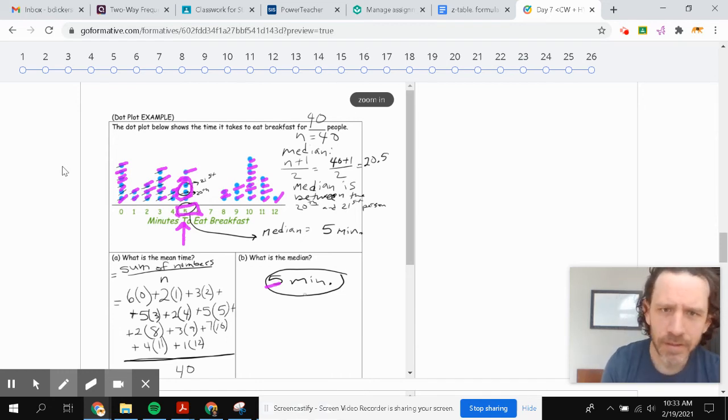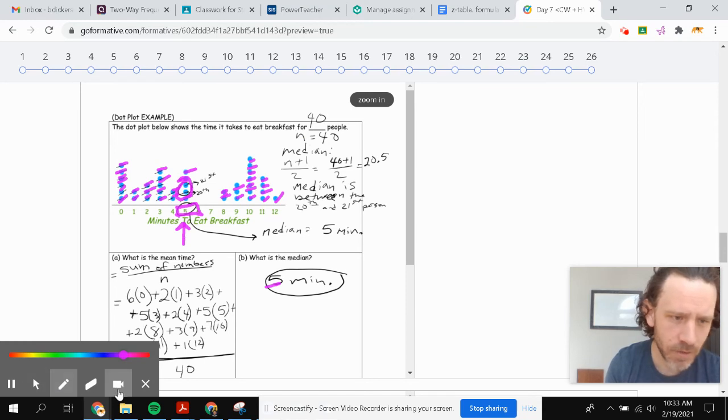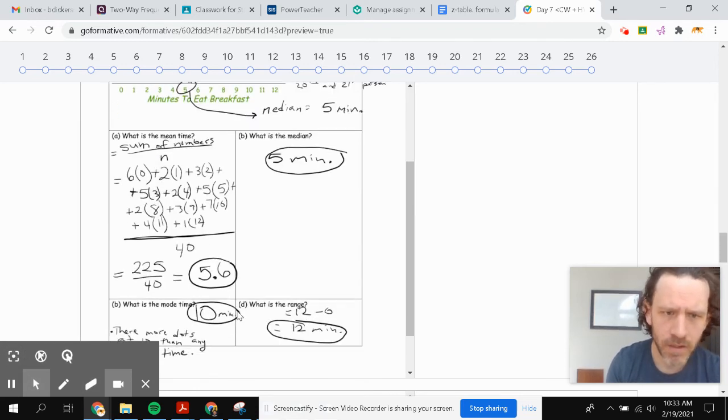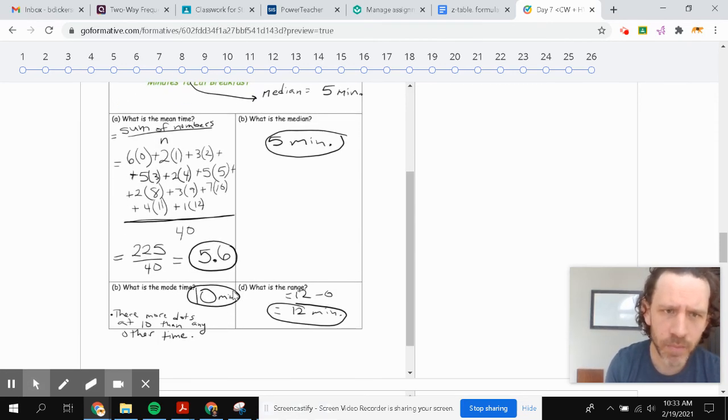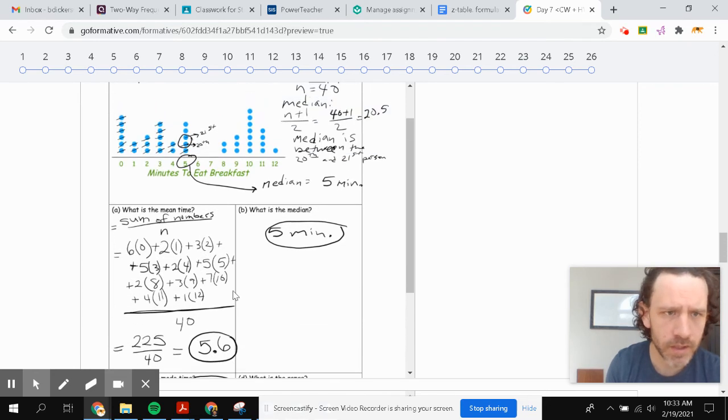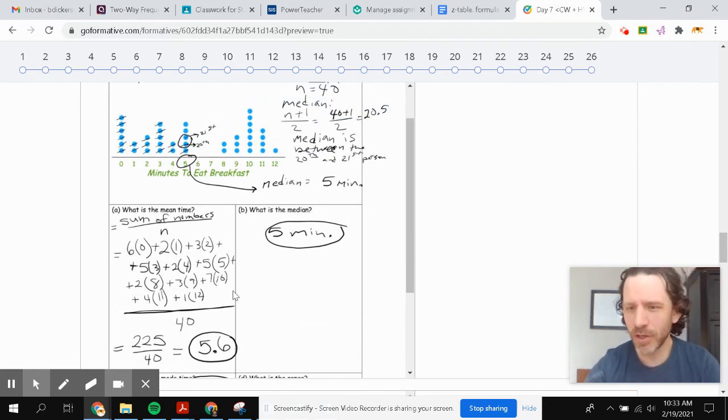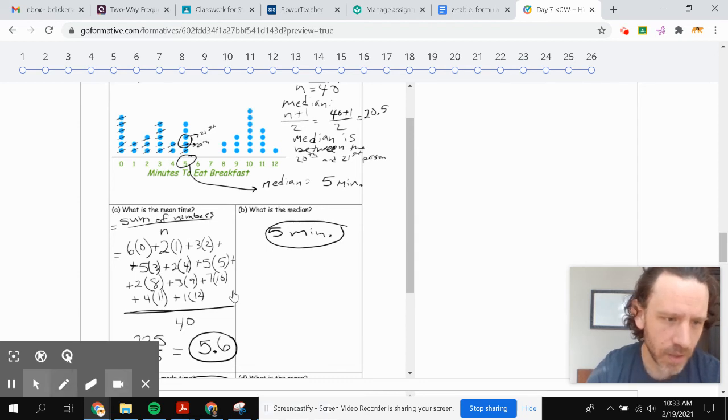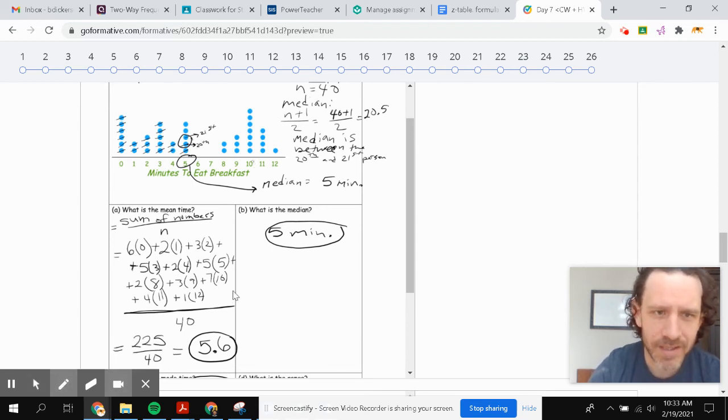Okay. Mode in a dot plot is a lot easier. So let's go through and take a look at mode. All right. Mode in this case is what happens the most. So when we look at this group, I'm looking for the tallest column essentially, right? How many have the most dots? In this case, 10 comes up with the most.